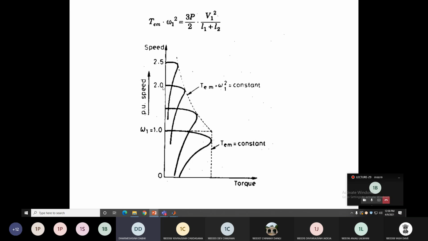Again, if you increase the frequency to 2 times the rated frequency here, you can see that the maximum torque and torque speed characteristic is different. You can see that this one. So it means that as you again increase the speed by increasing the frequency of the induction motor, that will change the torque speed characteristic as well as the maximum torque of the induction motor. So this is the torque speed characteristic of the induction motor at different frequencies.